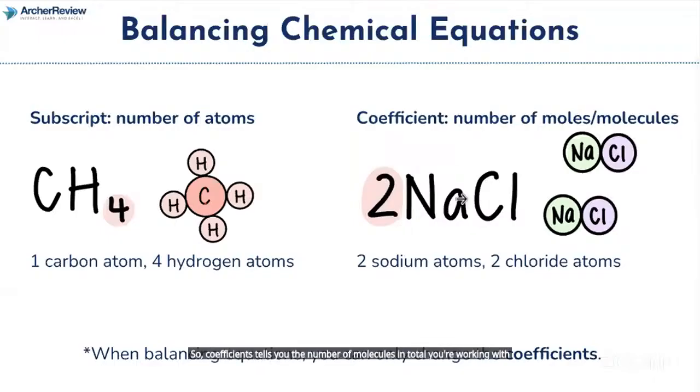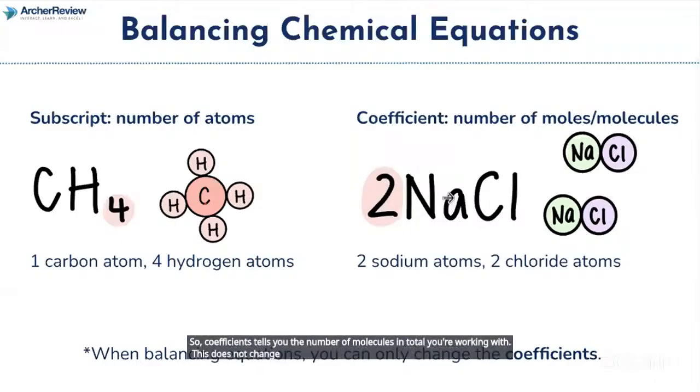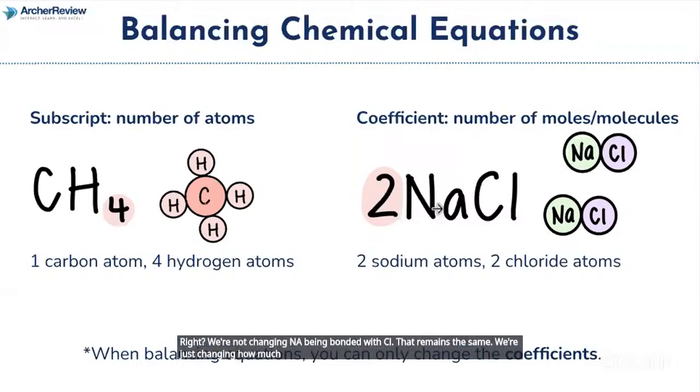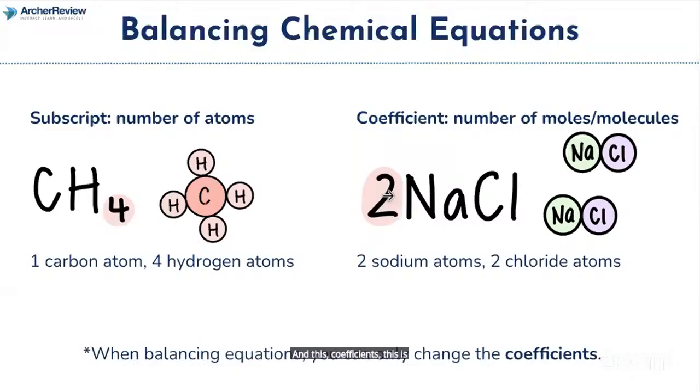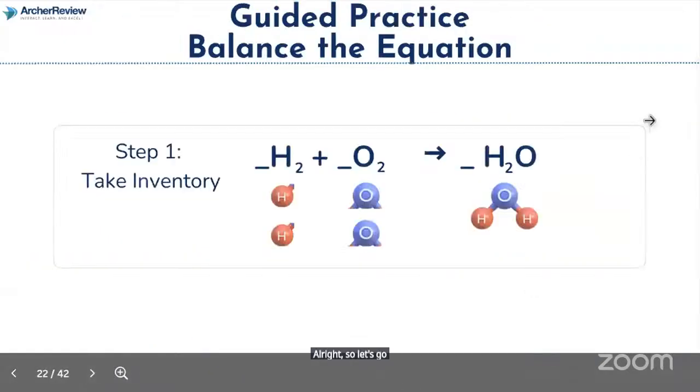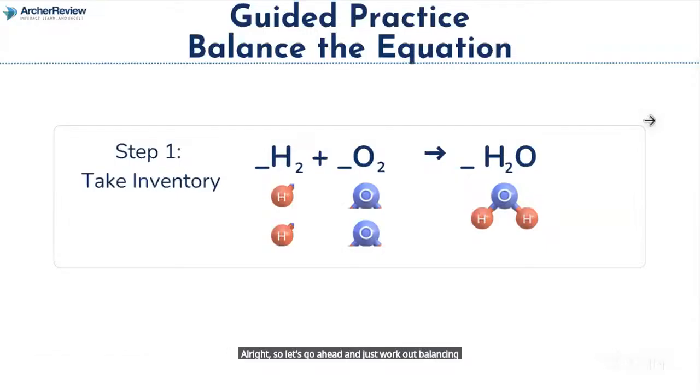This does not change the molecule itself, right? We're not changing Na being bonded with Cl. That remains the same. We're just changing how much of that there is. And this, coefficients, this is what you do change when balancing chemical equations. All right, so let's go ahead and just work out balancing a chemical equation together.